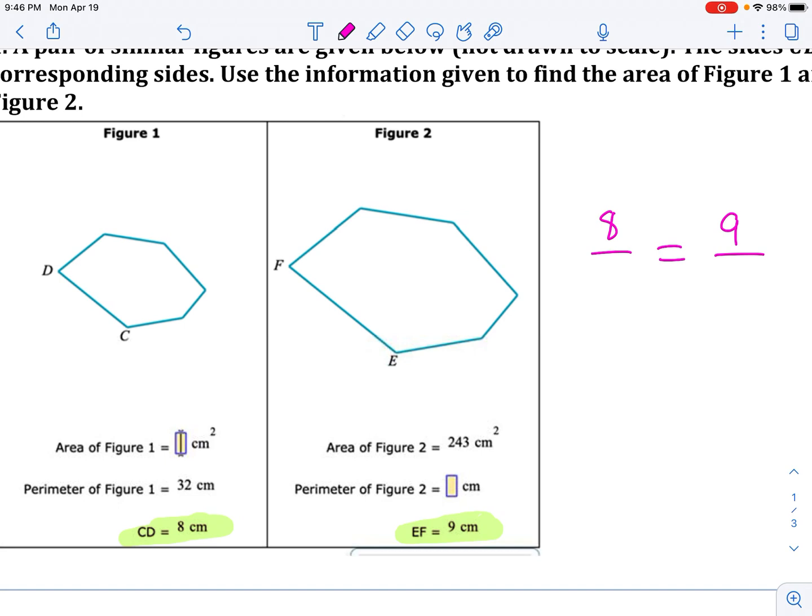So this is how I do these problems. 8 over 9 would be on the top. I just like to keep it separate. This would be like figure 1.